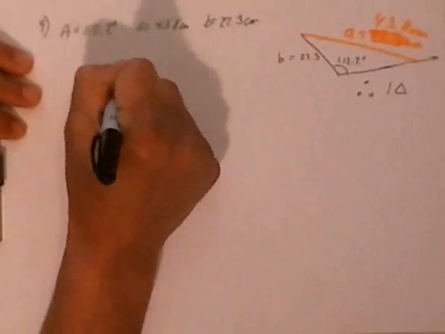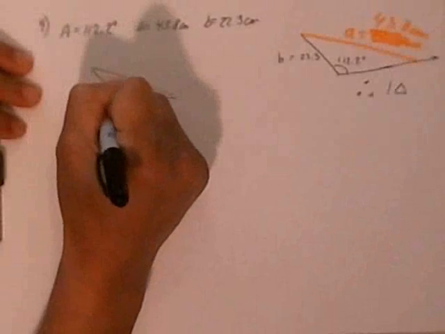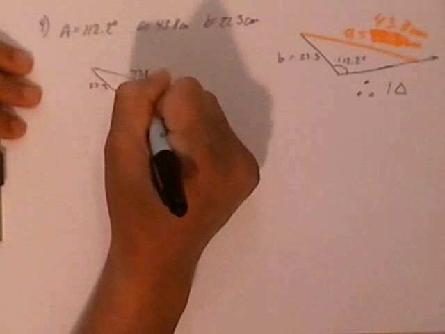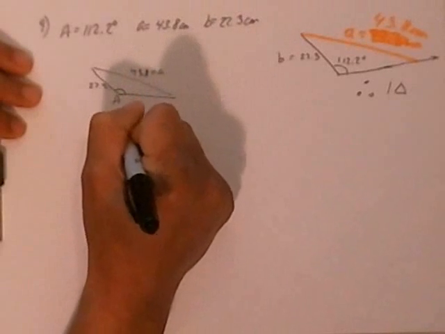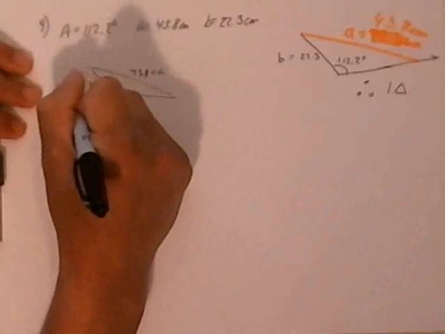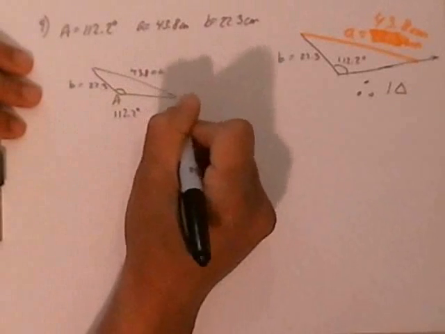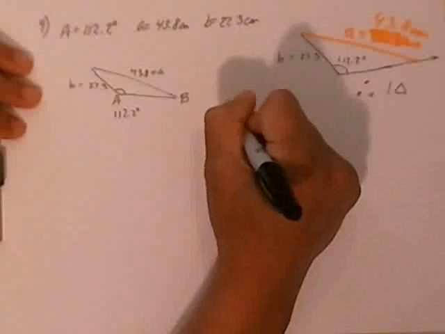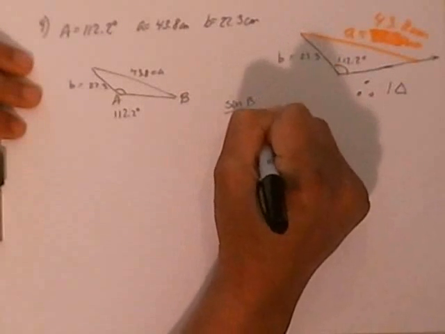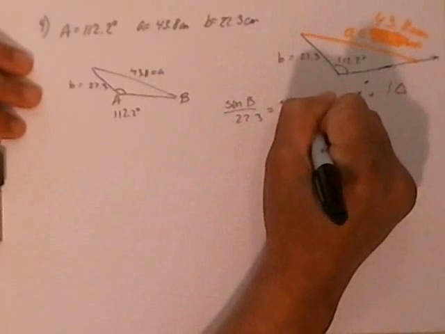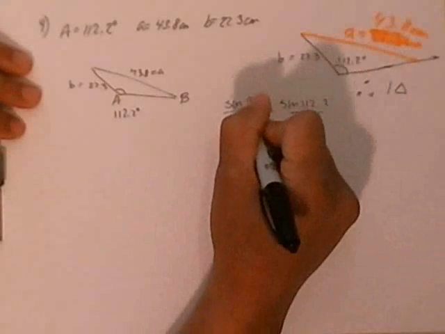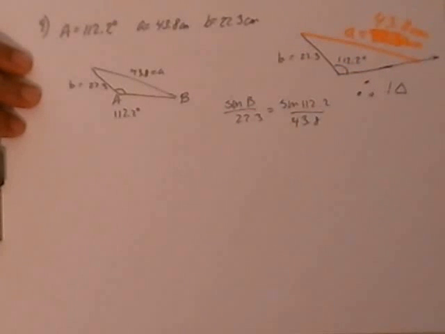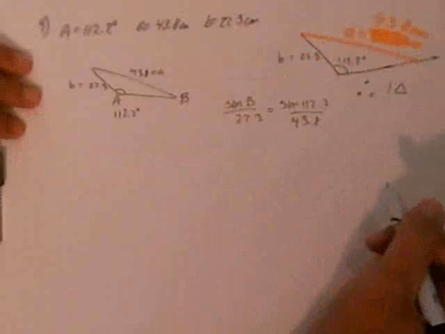Let's draw it again really nice and neat. 22.3, 43.8, and that's going to be 112. That's A, that's little a, and that's 112.2 degrees, and that's little b. And you can use the law of sines now. That's big B right there. Sine of big B over 22.3 is equal to the sine of 112.2 all over 43.8. You can cross multiply, solve for B. I'll actually work this problem just to right before the end, and you can do the calculation from there.